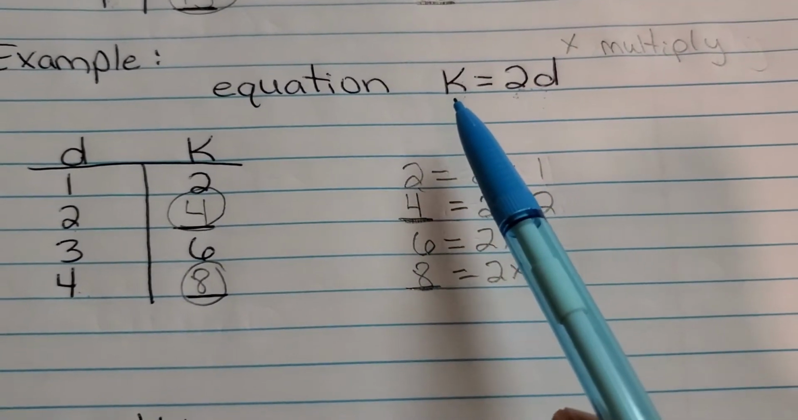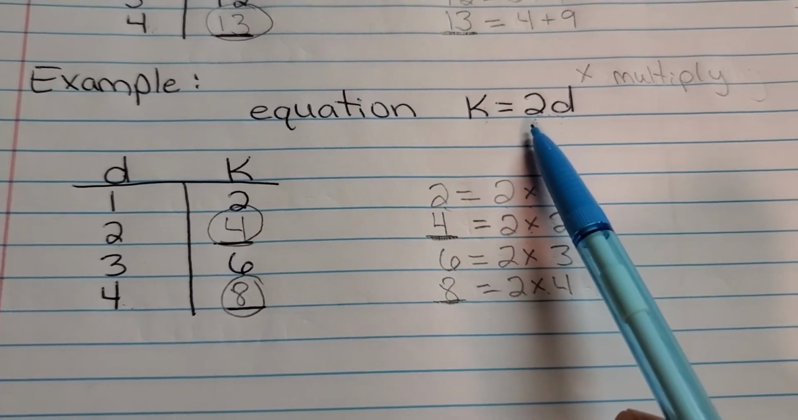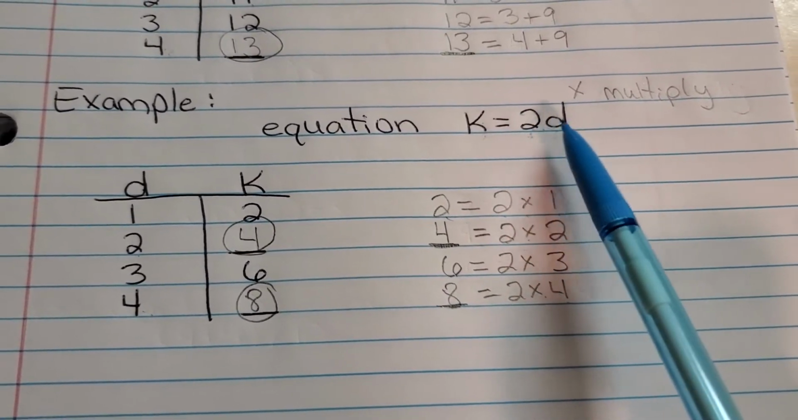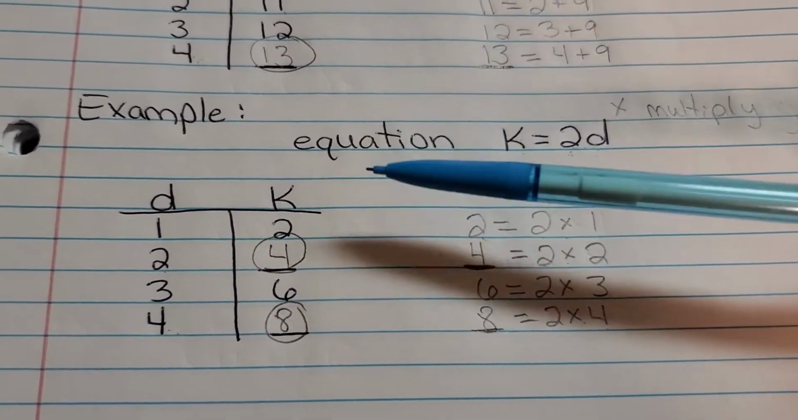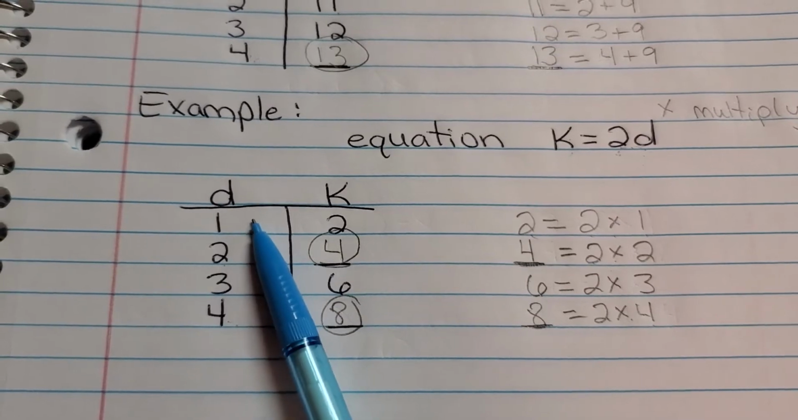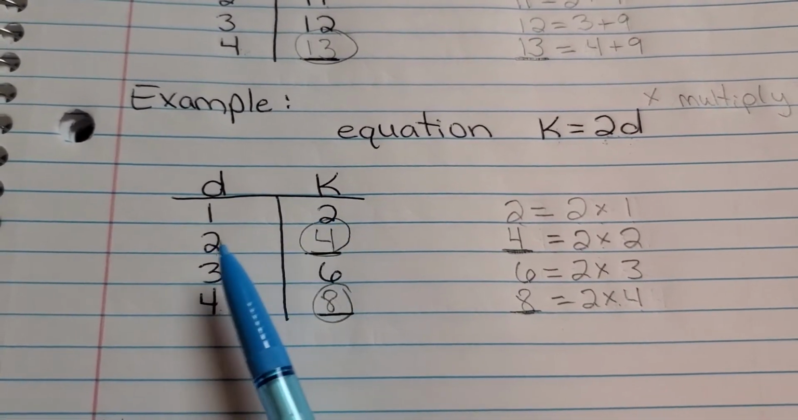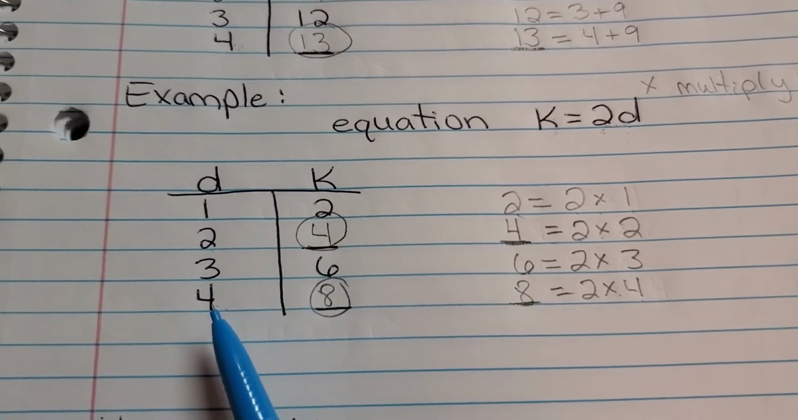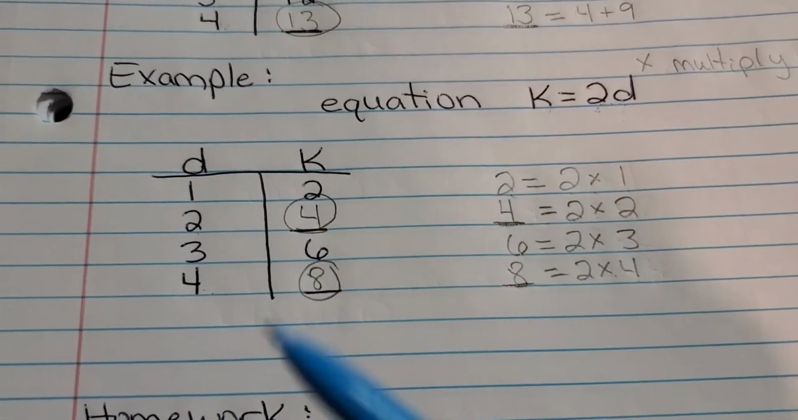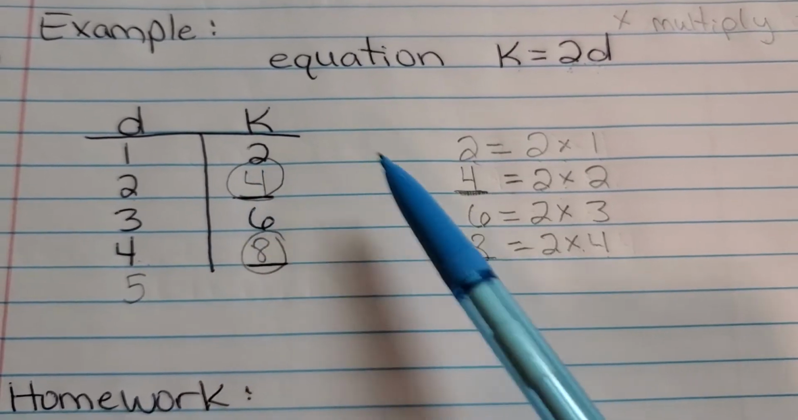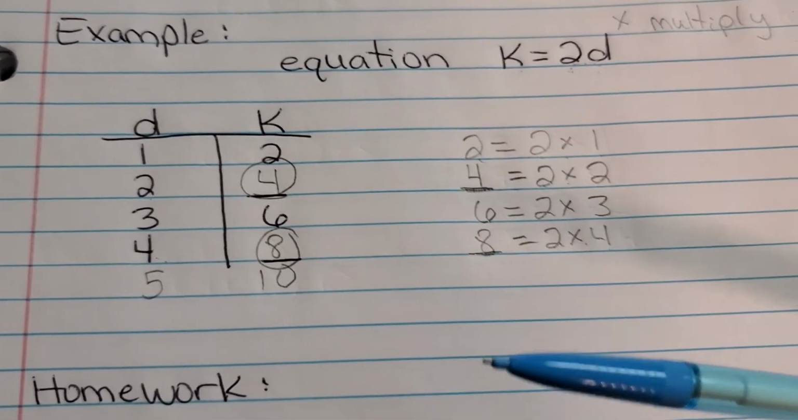So if you take a look here, K is the answer of D multiplied by 2. So we're going to be counting by 2. So you'll take a look here, you'll notice the pattern. 2, 4, 6, 8. 1 times 2, 2. 2 times 2, 4. 3 times 2, 6. 4 times 2, 8. So if we had another one here, we would just continue the pattern. 5 times 2, so our next number would be 10. And it just keeps going. So it's actually a pattern.